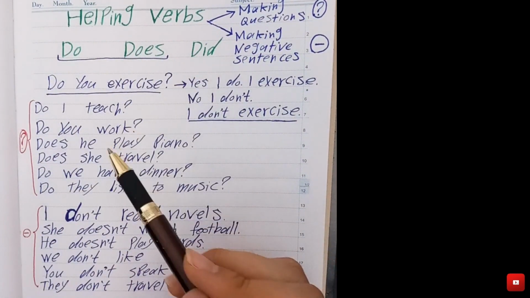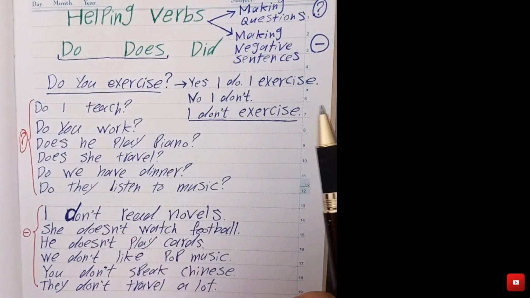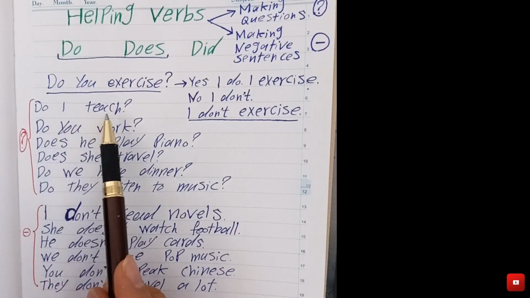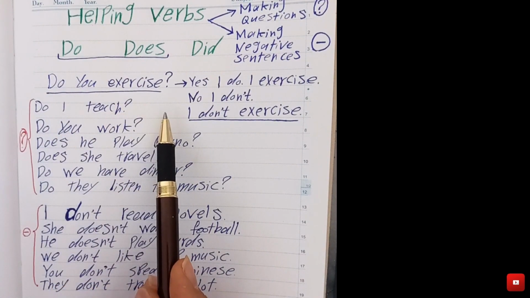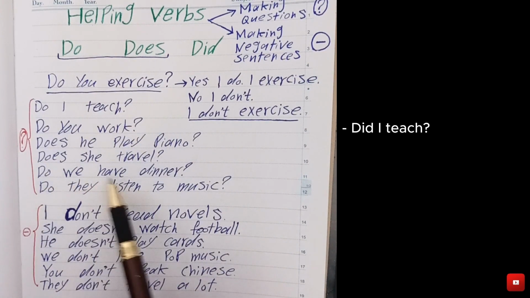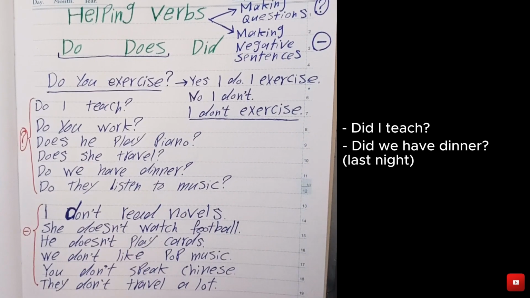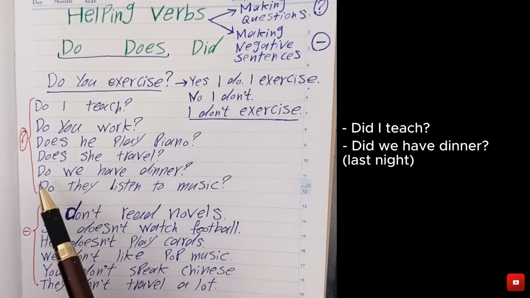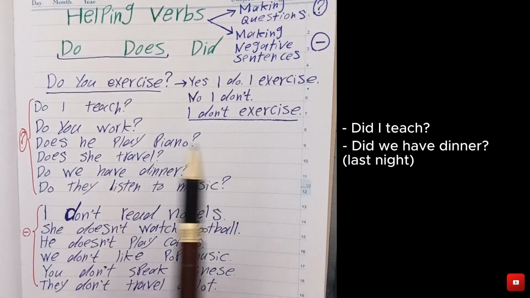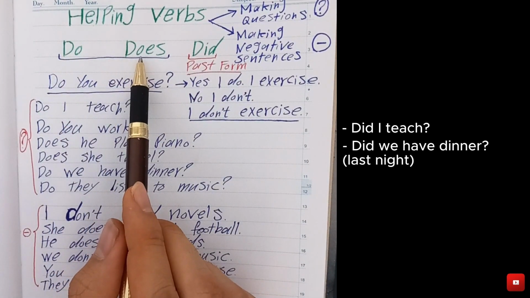And did is simply the past form of do or does. For example, do I teach? The past form becomes did I teach? Or do we have dinner? The past form becomes did we have dinner last night? So when you want to talk about last night, you don't say do we have dinner last night? You say did we have dinner last night? Did is the past form of do and does.